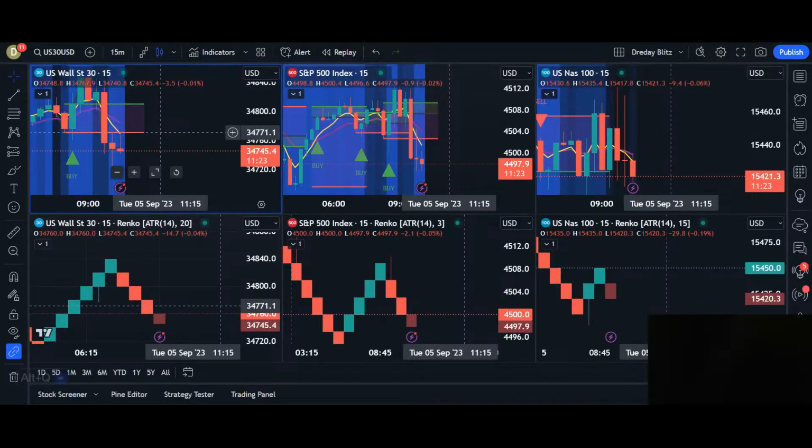Okay, S&P 500 is starting to push down. Same thing for Nasdaq, and US 30 is still looking bearish, but that candle is undecided right now.